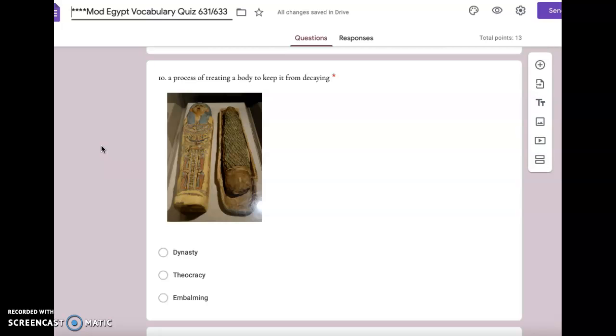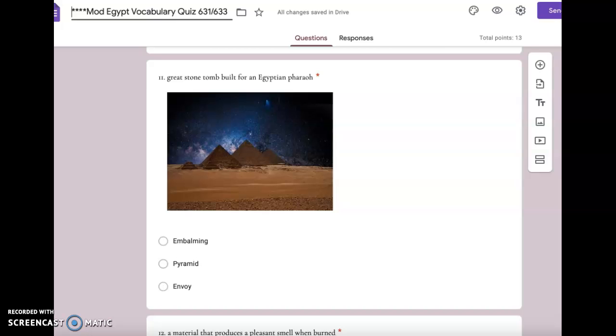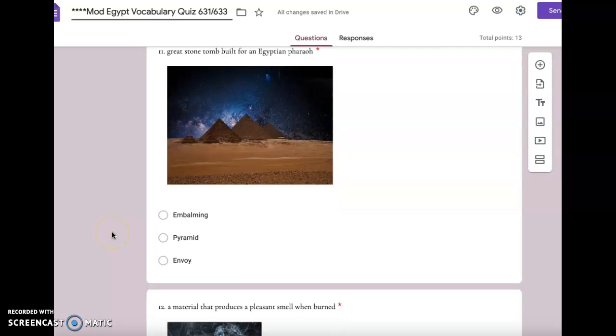Number 10. A process of treating a body to keep it from decaying. Dynasty, theocracy, or embalming. Number 11. Great stone tomb built for an Egyptian pharaoh. Embalming, pyramid, or envoy.